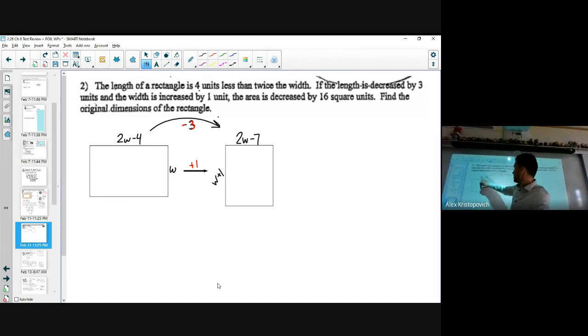So now we have dimensions, or the dimension changes, right? This one was 2w minus 4. We subtracted 3 from it. Now it's 2w minus 7. This one was just a width. We added 1, and now it becomes w plus 1. Next part is important to actually make our equation, though. It says the area is decreased by 16 units, 16 square units. So that means the area from here to here is 16, like we've lost 16. So let's go ahead and call this one area 1.